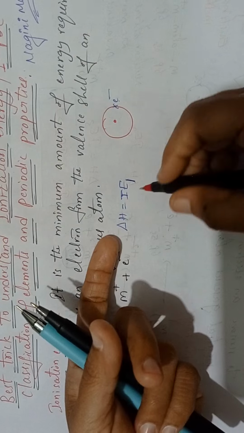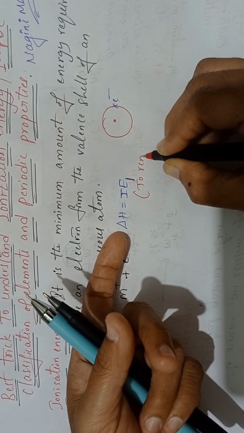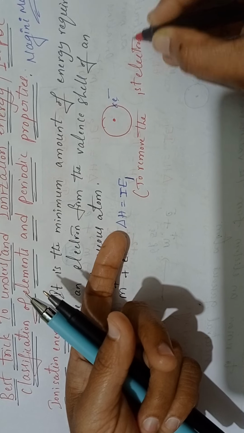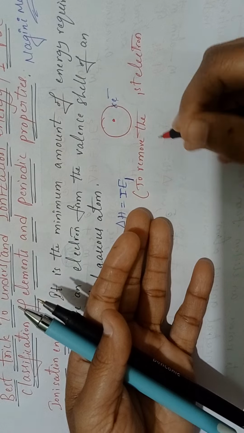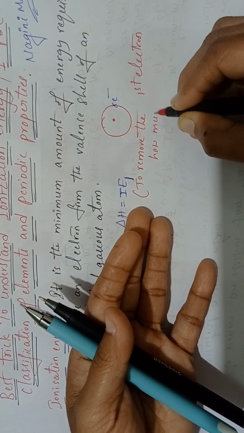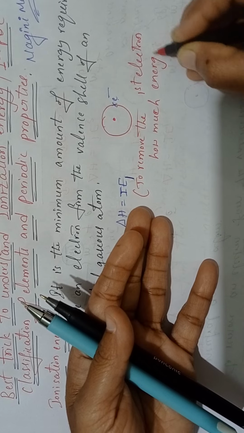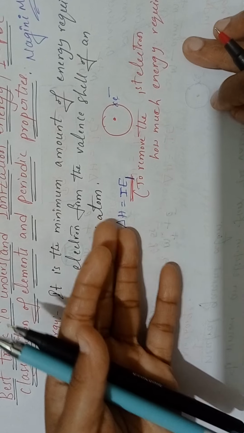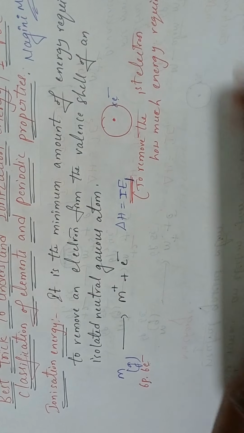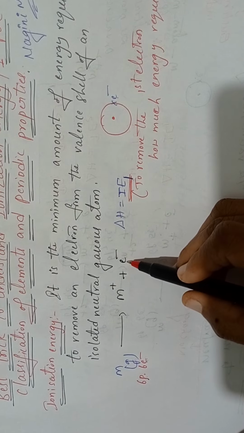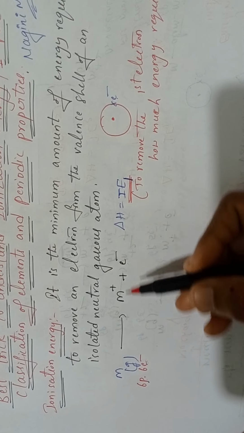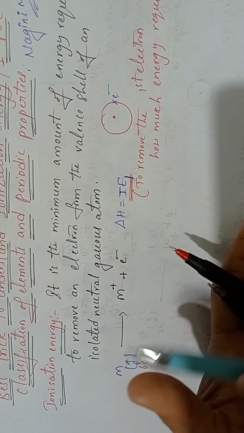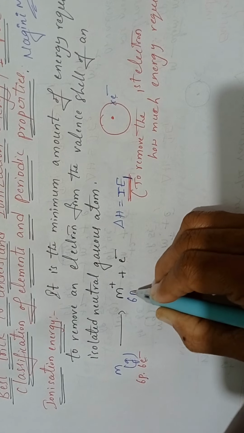That means what is first ionization energy? To remove the first electron, how much energy is required? That is called first ionization energy. Are you clear students? To remove the first electron, so from these 6 electrons, one electron is lost. To remove this electron, how much energy? From this atom one electron is lost. So in M plus, how many protons will be there, students? 6 protons will be there.